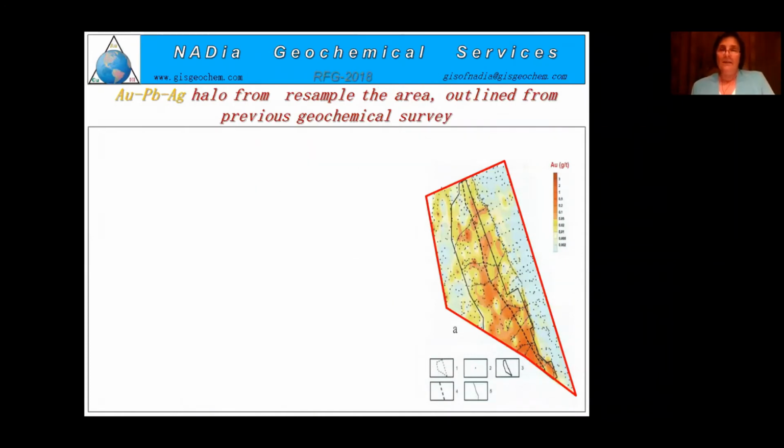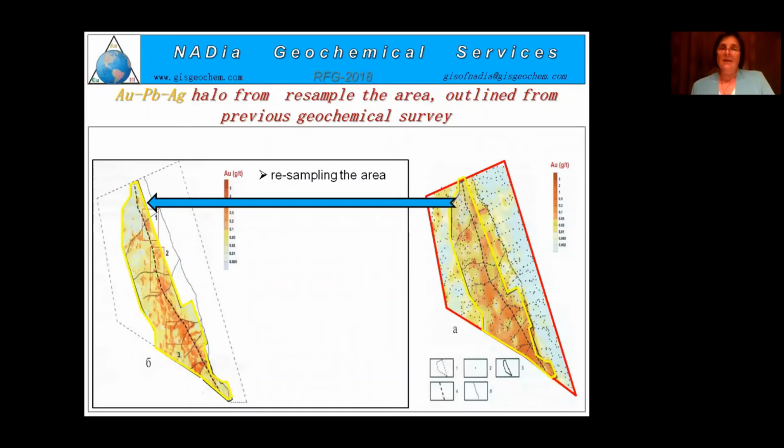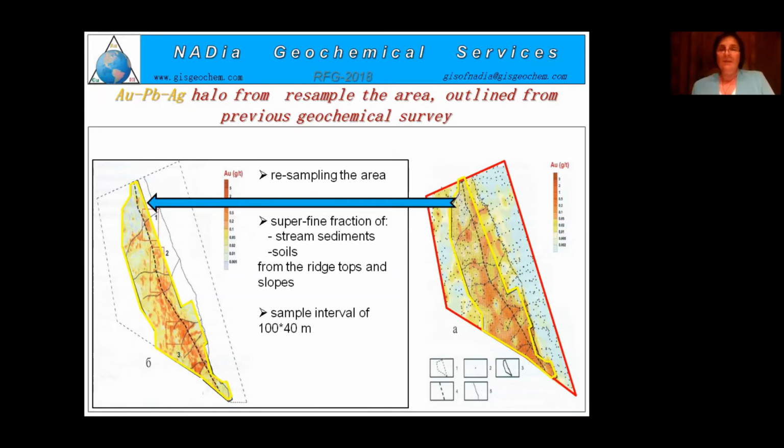After that, another survey was done, minimizing the area, taking into consideration already defined samples, but minimizing the scale of the exploration. And you see that the resampled area was a lot less. Again, the superfine fraction was involved from stream sediments and soils. And the sampling interval was 100 to 40 meters. So the area was already minimized to 25 square kilometers.